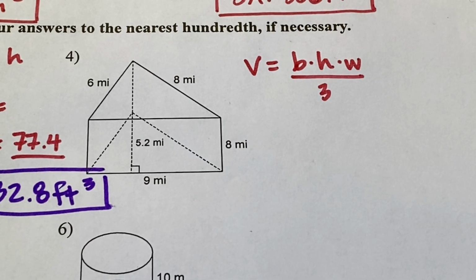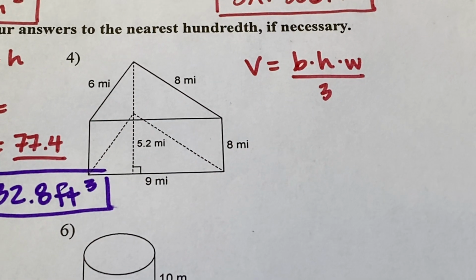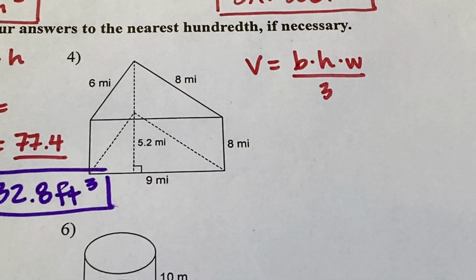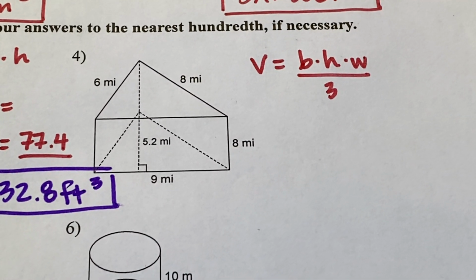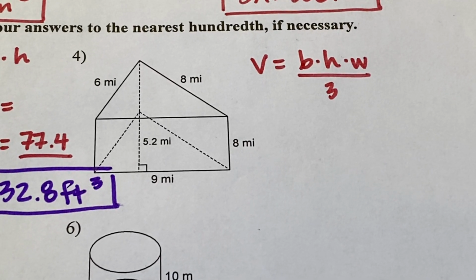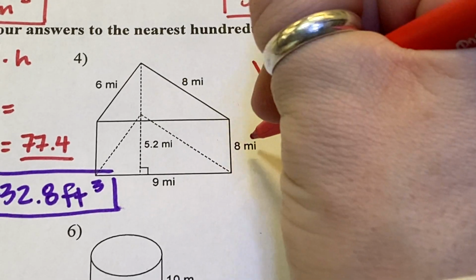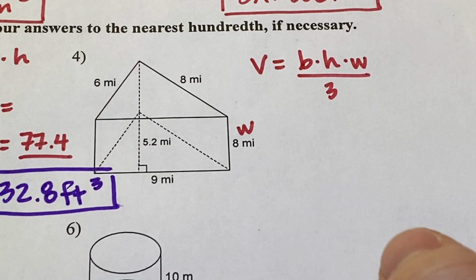Okay? So now we need to identify, out of all these measurements they've given us here, some of which might not even matter, what's my base, my height, and my width? What do you guys think? Base, height, and width for this guy. 8. I agree, 8 is one of them. I'm going to say that's my width. Now I still need my base and my height.